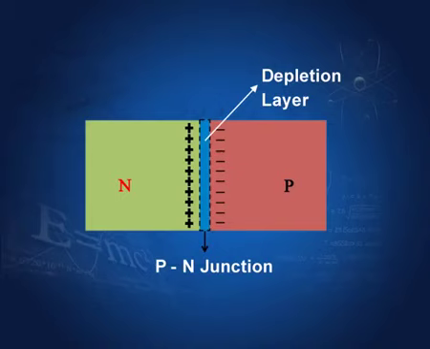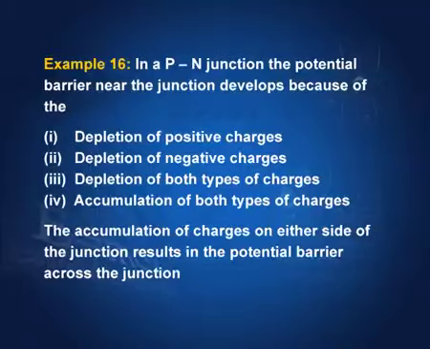Remember that n and p are actually in the same piece of semiconductor. They are not n separate and p separate and then combined. No, both are doped, n and p are doped in the same crystal. So, the accumulation of charges on either side of the junction results in the potential barrier.